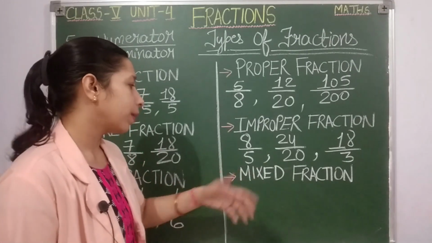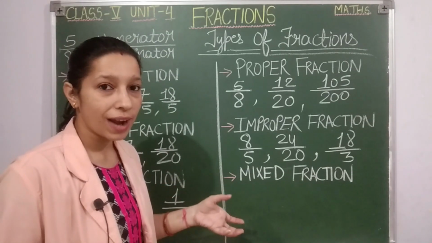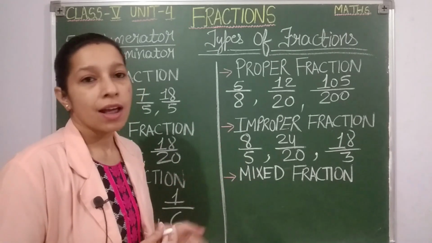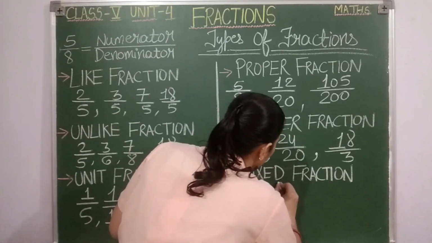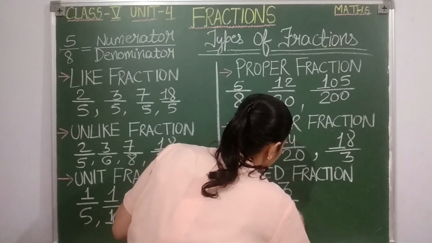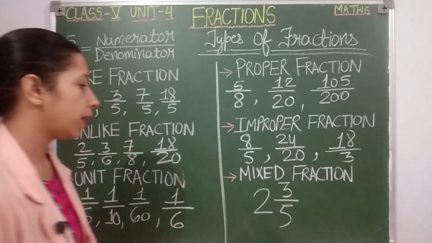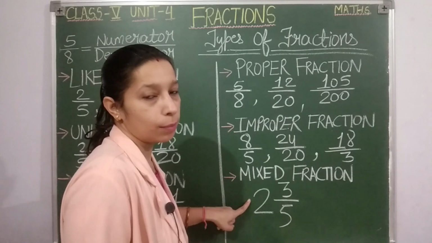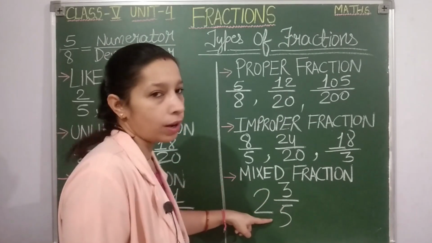Now the last topic that you are going to study under types of fraction is mixed fraction. A mixed fraction will have some part as a whole number and some part as a fraction. Okay, let me explain. 2, 3 upon 5. This type of fraction is known as a mixed fraction. How are you going to read it? Listen carefully. It will be read as 2 whole, W-H-O-L-E, whole. Then 3 by 5 or 3 upon 5.